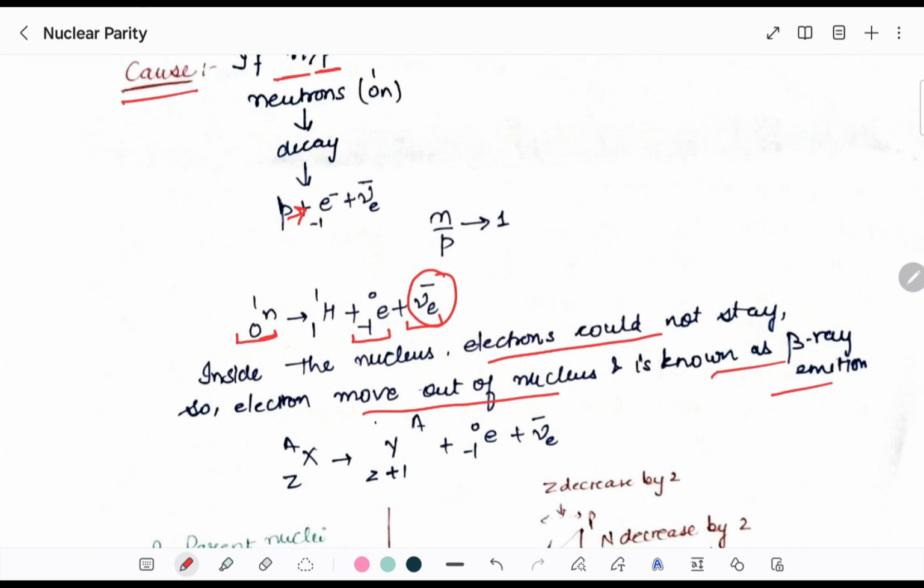Do you understand what is happening? In the case of beta decay, electrons are emitted, but this whole process occurs inside the nucleus, and we also know electrons can't reside inside the nucleus, therefore these electrons come out of the nucleus and this decay is known as beta ray emission.